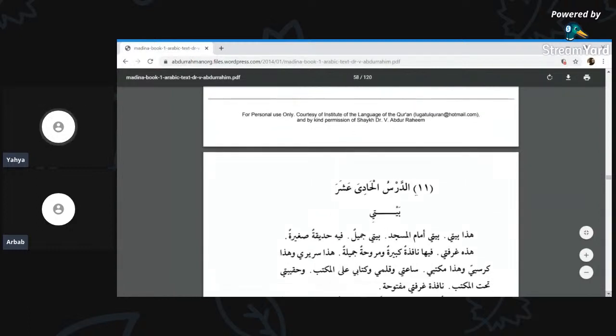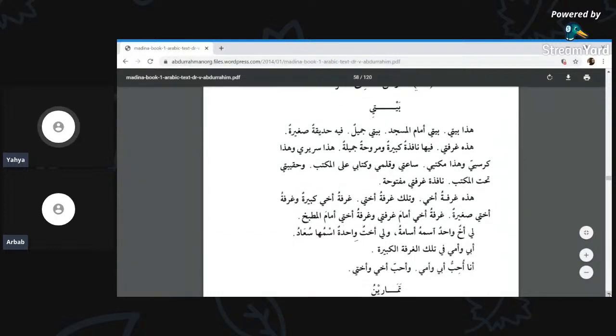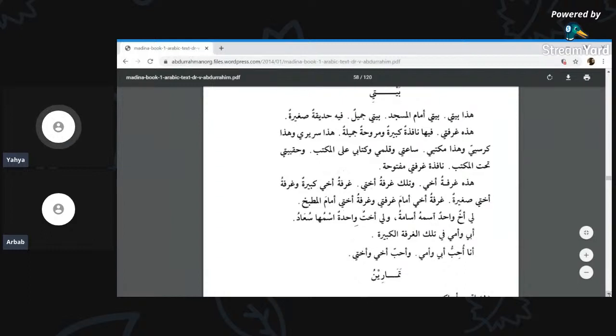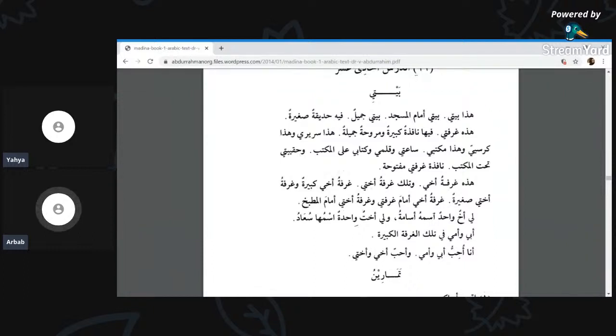الدرس الحادي عشر. Here we have some reading. هذا بيتي أمام المسجد. Do you want to have a quick read through this, أخي? Yeah, let me just bring up the text here. Okay. So Bismillah.